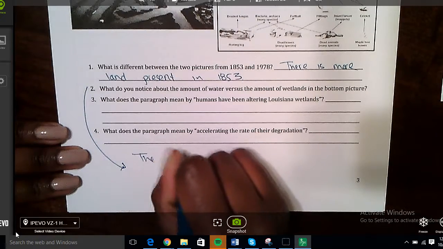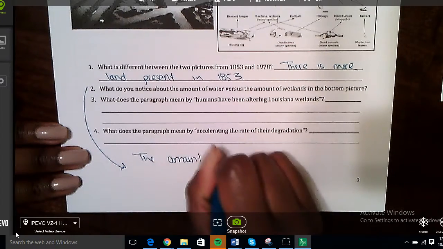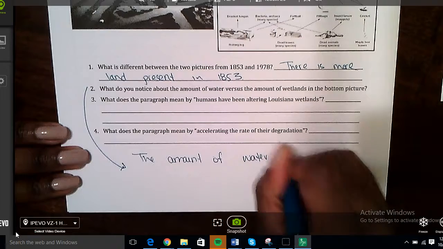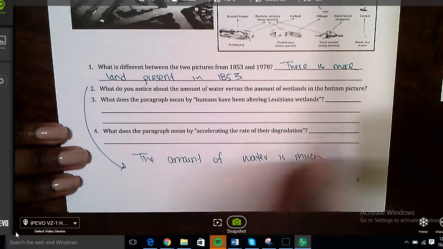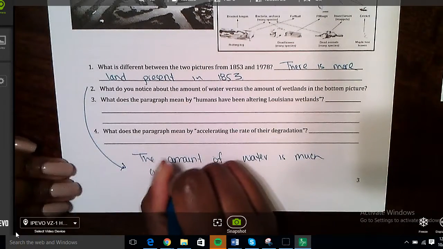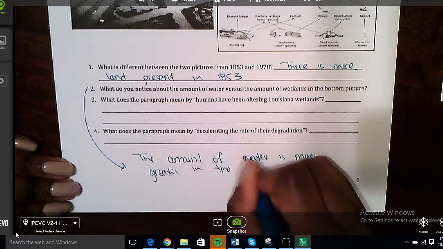The amount of water is much greater in the more recent photo.